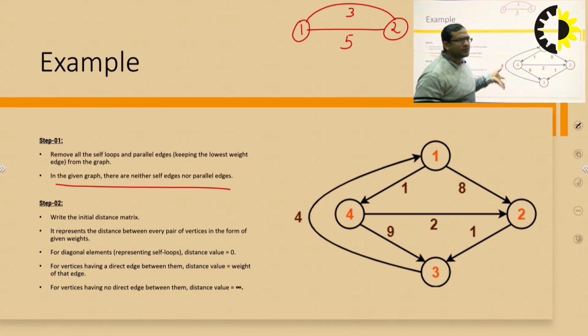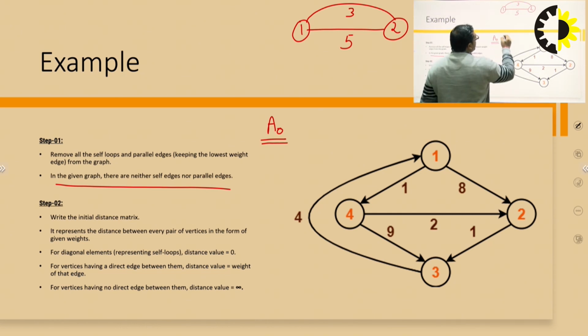There is no self loop and there are no self edges or parallel edges here. All the edges are connected and this is a directed graph. So in step 2, what we are going to do is create an adjacency matrix, that is A0.